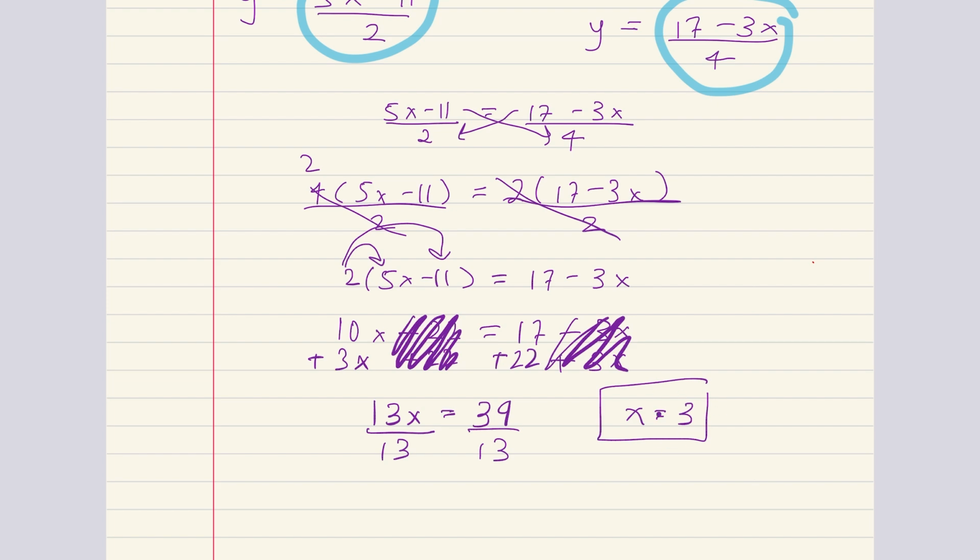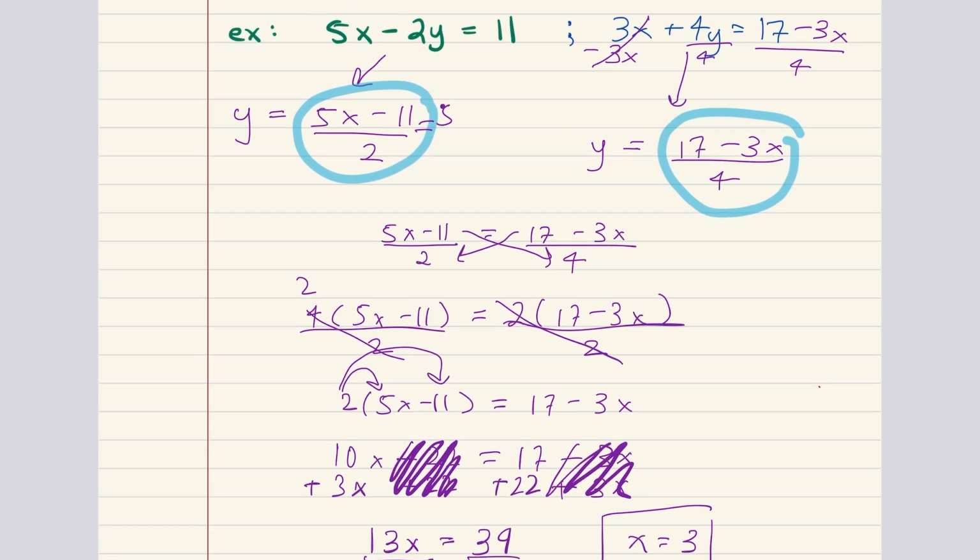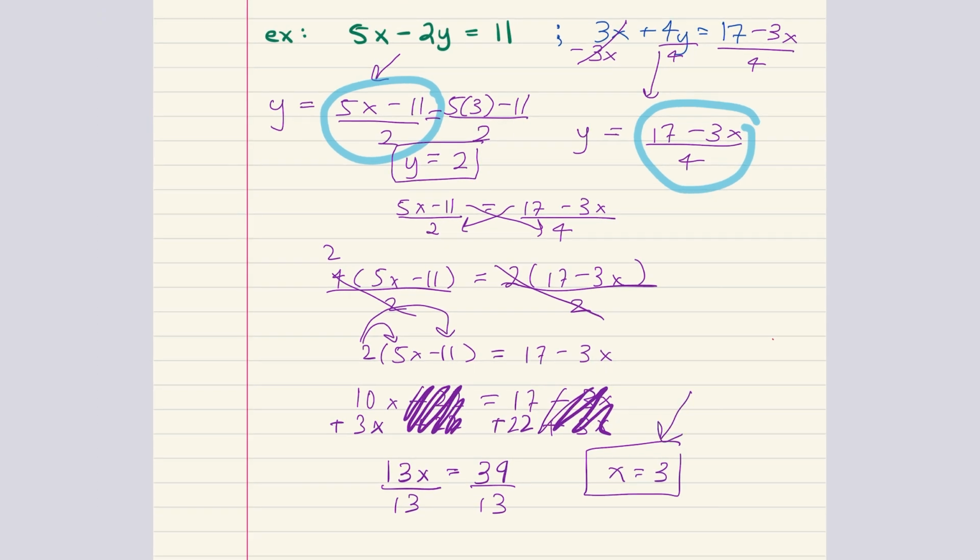Now, if we take x is equal to 3 and plug it back into one of these expressions for y, we get (5 times 3 minus 11) divided by 2. So this is 15 minus 11, which is 4. 4 divided by 2 is equal to 2. So once again, we get the same answer. X is equal to 3 and y is equal to 2. So now we've done 2 methods and we get the same answer.